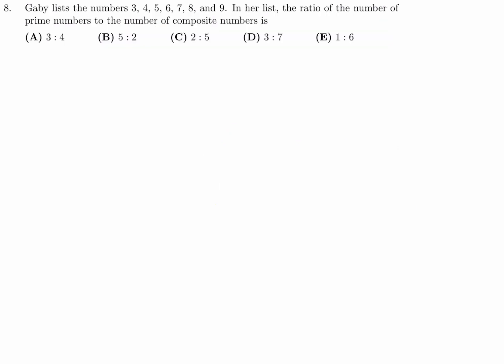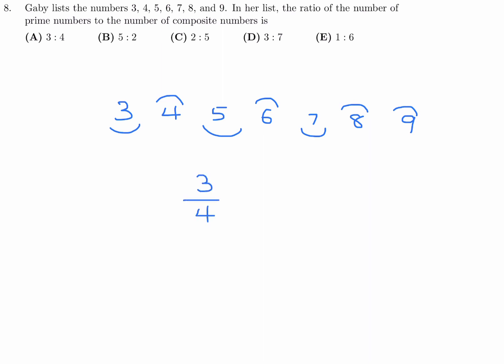Gabby lists the numbers 3, 4, 5, 6, 7, 8, 9. In her list, the ratio of the number of prime numbers to the number of composite numbers is? Well, the primes are 3, 5, and 7. The composite numbers are the other guys, the 4, the 6, the 8, and the 9. So there was 3 prime numbers and 4 composite numbers, so the ratio is 3 to 4. And therefore, number 8, the answer is A.